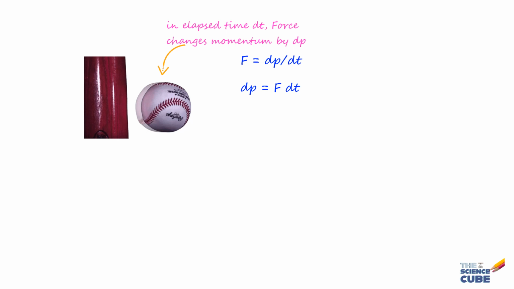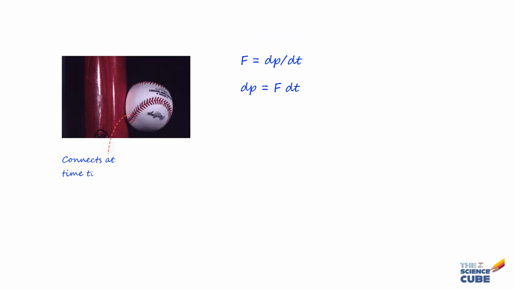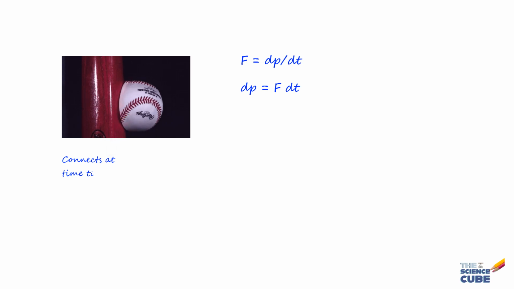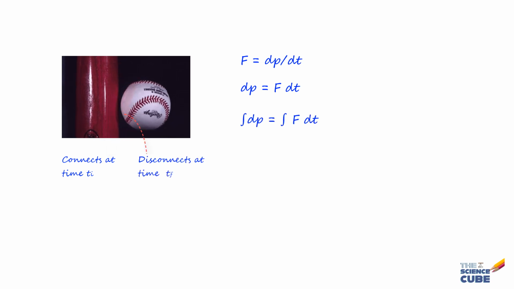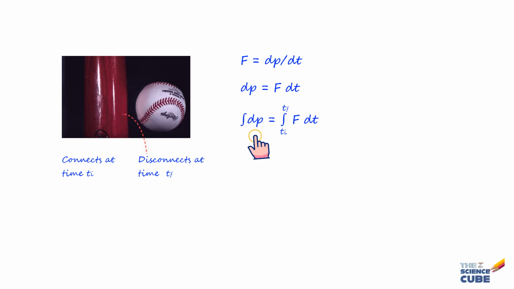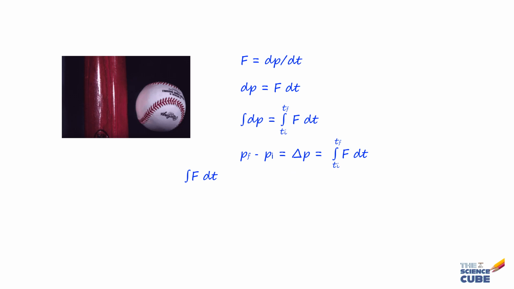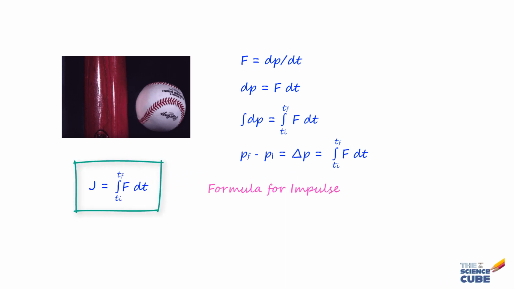So let us say the collision happened between time t initial and t final, that is ti and tf. Then integrating from t initial to t final, we get on the left hand side the change in momentum, p final minus p initial, or let's call it delta p. The right side, which takes into account both the magnitude and the duration of the force, is called the impulse J of the collision. So J is equal to the integral of F dt as time changes from t initial to t final.